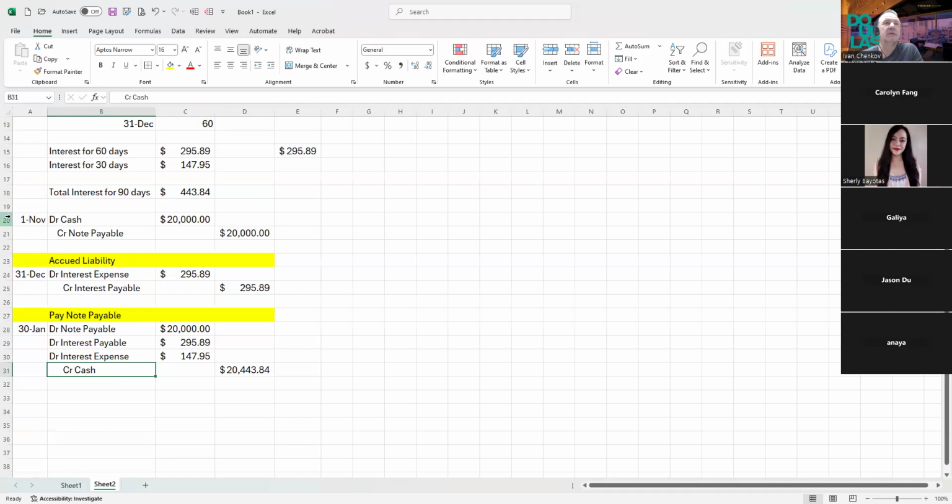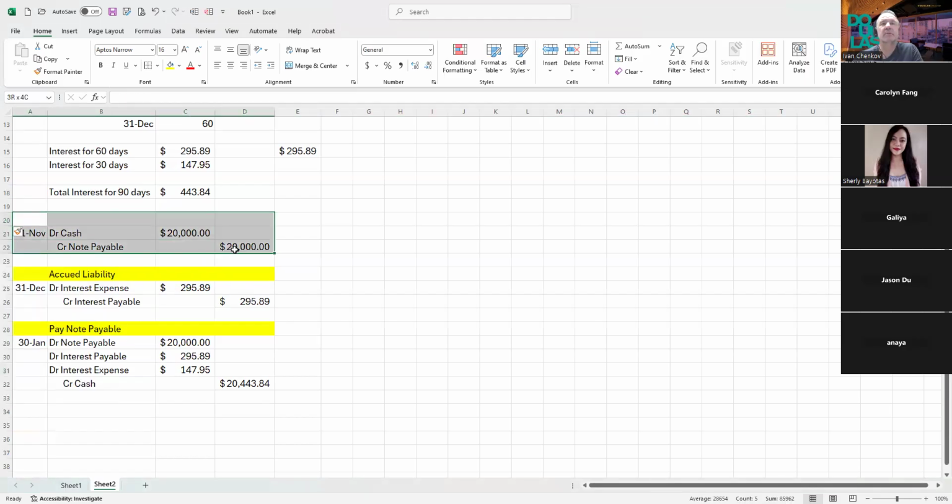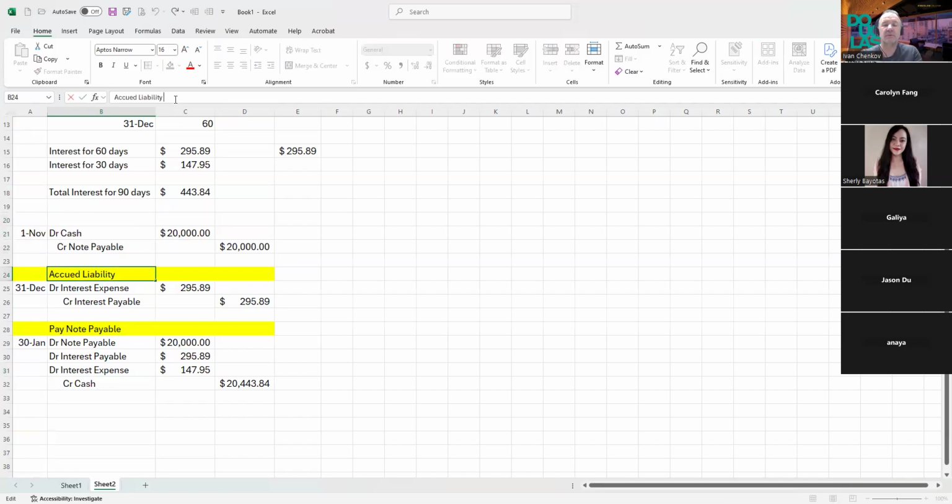So what we can see here, we have a journal entry on the day that we issued a note payable. Journal entry for the accrued liability, but that's on the reporting date.